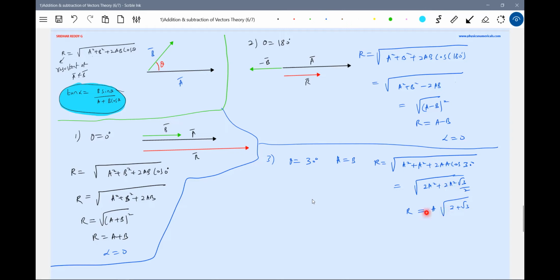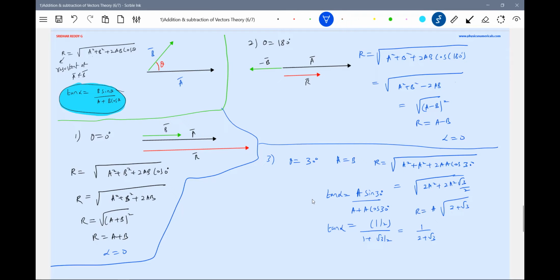What about tan alpha? So B equal to A, no? Sine 30, A sine 30 over A plus A cos 30. Sine 30 is 1 by 2. I think both A will cancel out. So this will be 1 by 2 over 1 plus root 3 by 2, so this will become 1 by 2 plus root 3. This is the tan alpha, so then we'll get alpha.